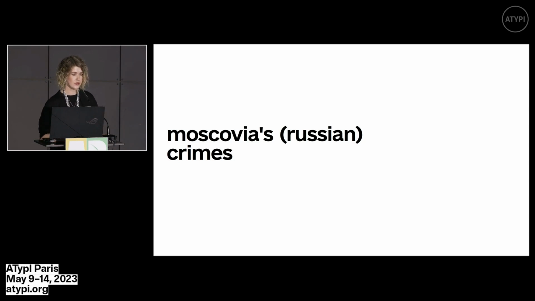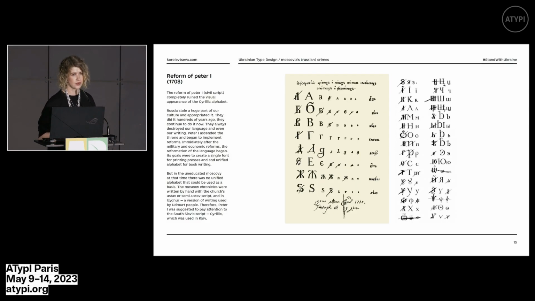But you know about this period of Reformation, the reform of Peter I, civil script. I'm sure you know about it, and it completely ruined the visual appearance of the Cyrillic alphabet. Russia stole a huge part of our culture and appropriated it. They did it hundreds of years ago, they continue to do it now. They destroyed our language and even writing.